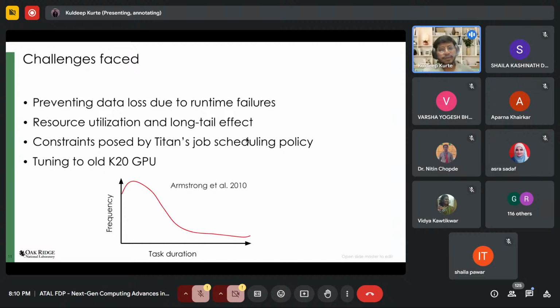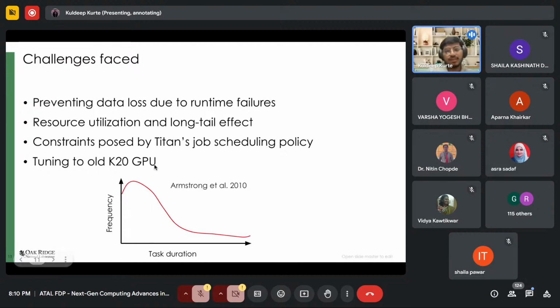And then the long tail effect. Let's take the same example. Suppose you have 6 GPU nodes, and let's assume that three of the GPUs finished the processing of the data within 1 hour, and the remaining GPU kept processing data for another 1 hour. So if you just plot the task duration, it will give you this type of graph.